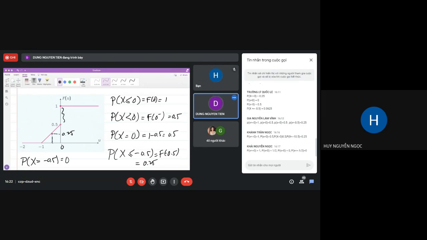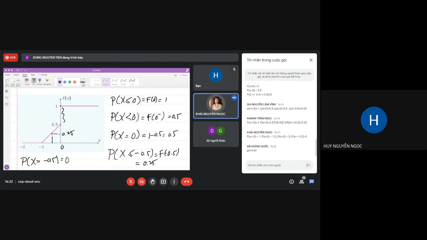Is that all clear? Hello. Hello. Yes, teacher. For the probability at x equals 0, why don't we use the formula F(u) minus... F(u) minus? Which one?